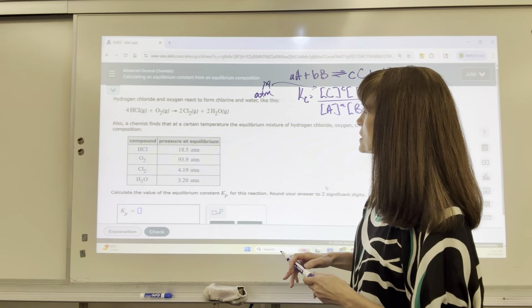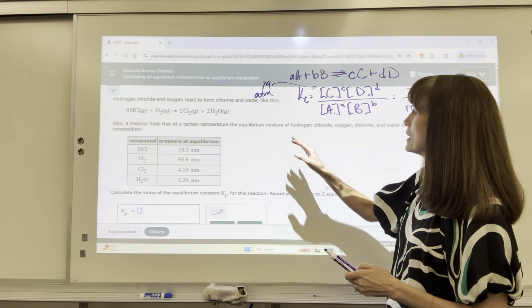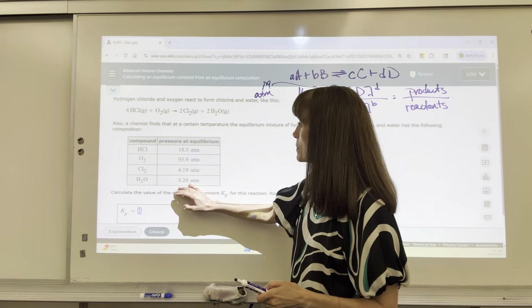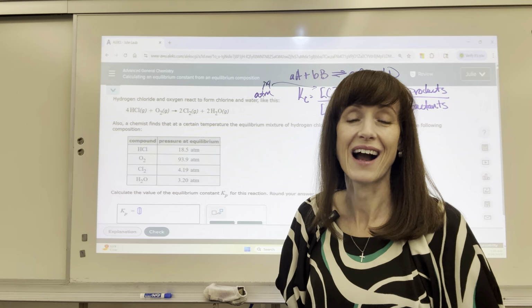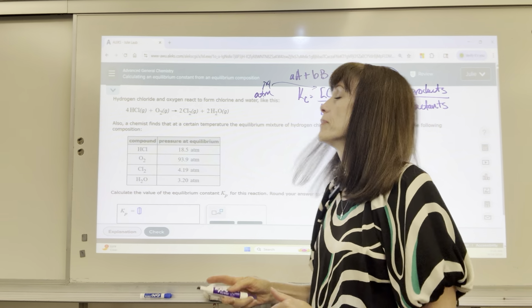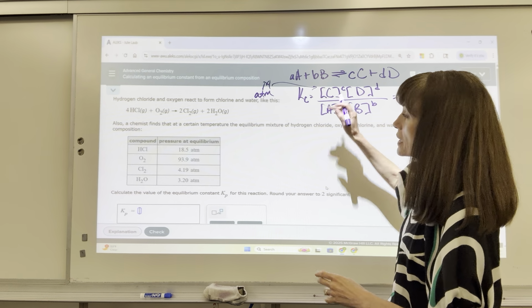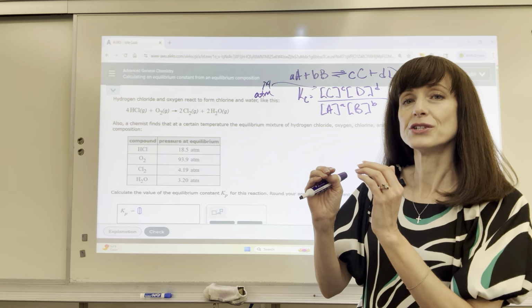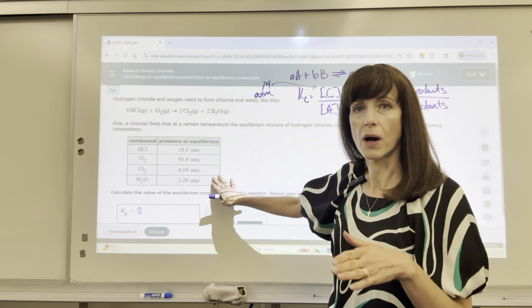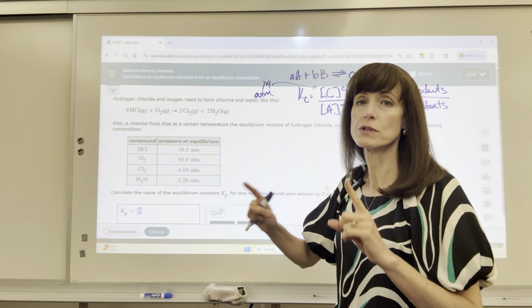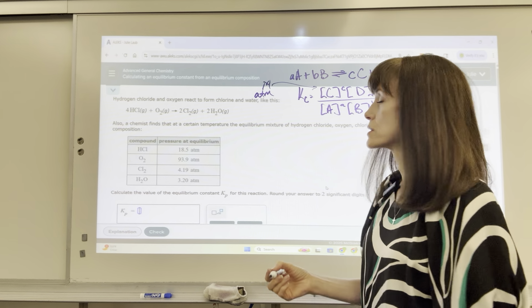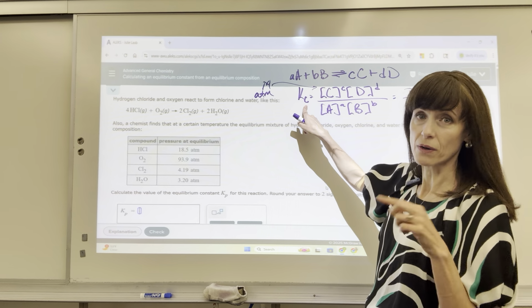Also, the chemist finds at a certain temperature, the equilibrium mixture of all of these species have the following composition. Ooh, look, we are in ATM, which is great. You can totally use ATM. The one thing that changes on this, instead of having concentration, is you do partial pressures. So I'll write this out symbolically with partial pressures. You can use both, okay? We can have concentration or we can have partial pressures. This is sub C for concentration.